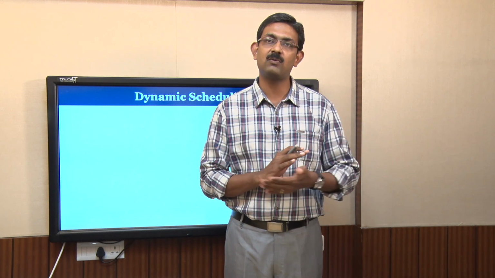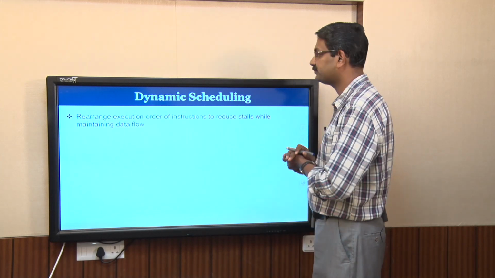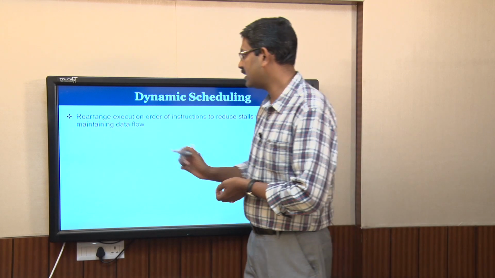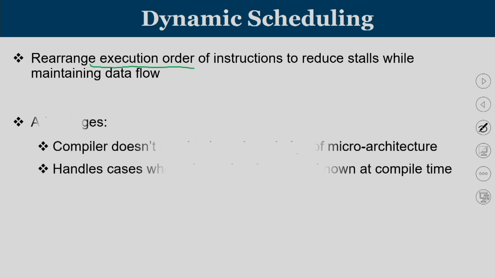We will see yet another class of optimizations that is done on superscalar processors, where the compiler is not involved. Let the compiler generate whatever code it wants. The architecture will take care of these dependencies and find solutions. This is called dynamic scheduling. Dynamic scheduling is rearranging the execution order. I am no longer rearranging the instructions. The instructions are in sequence, but the execution order is rearranged to reduce stalls while maintaining the data flow.